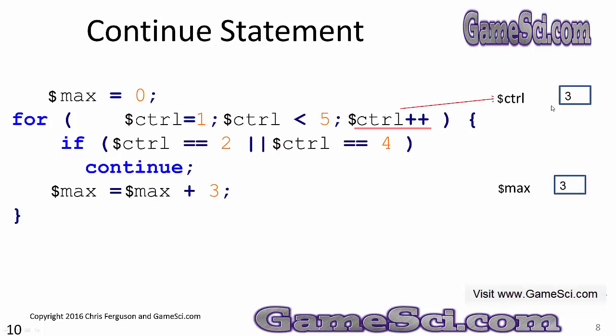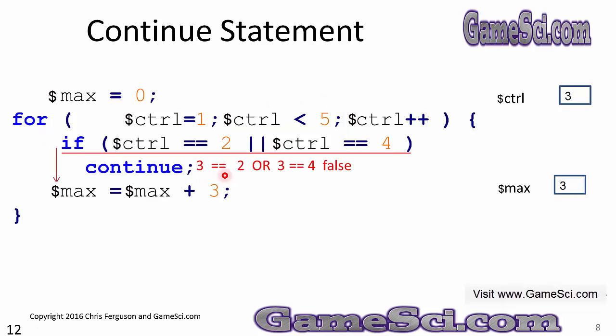We'll add 1 to ctrl. Ctrl has gone to 3. After we add 1 to ctrl, we will skip back and test the true-false condition. 3 is less than 5. That is still a true statement. As a true statement, we're going to go into the block and execute the code in the for loop.